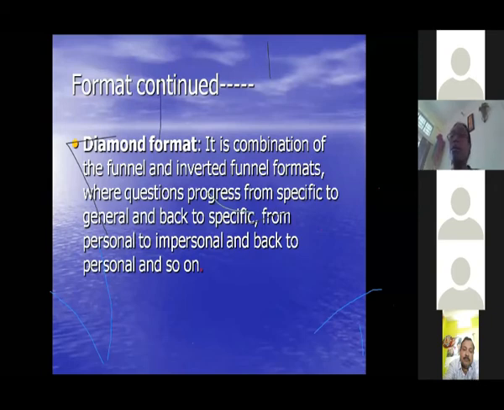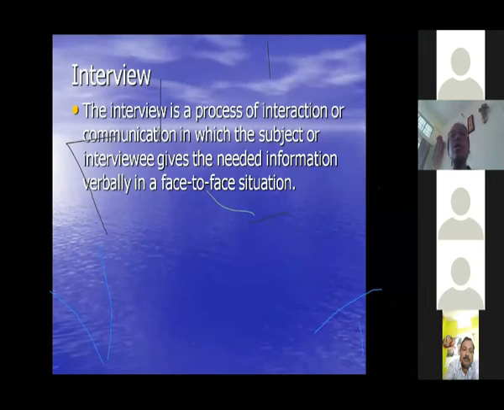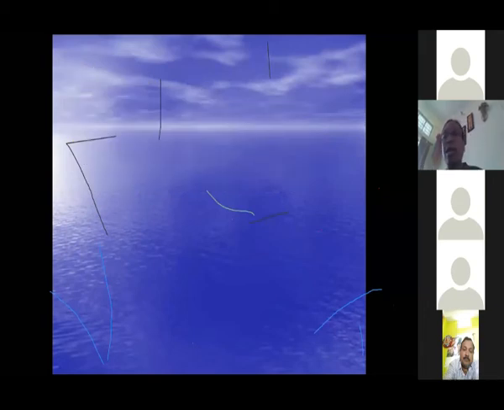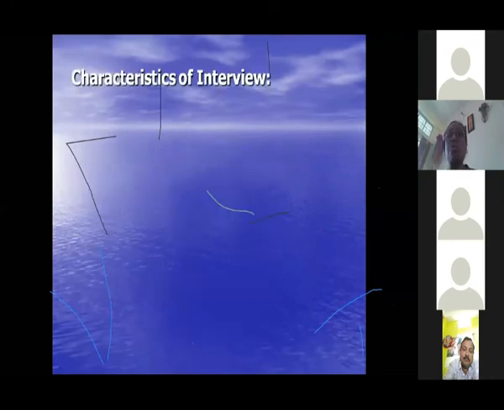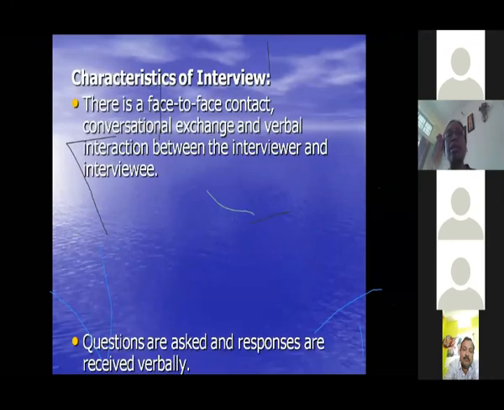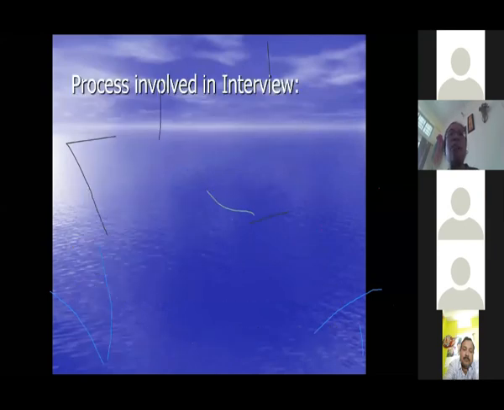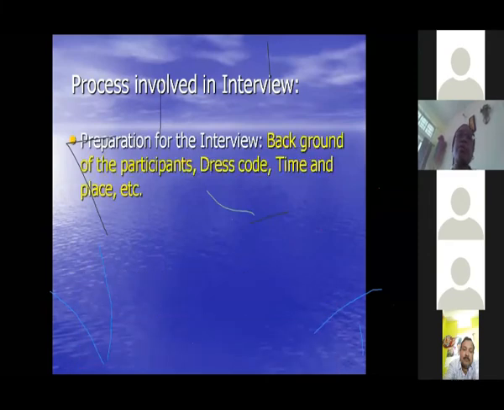So now I want to briefly discuss the interview. I don't think you need much explanation about what is meant by interview and what the characteristics of interview are. However, I'm going to discuss the process involved in interview. The first step is the preparation for the interview. Before interviewing respondents, we need to first study their background, fix the time and place for the interview, and take care of our own dress code.